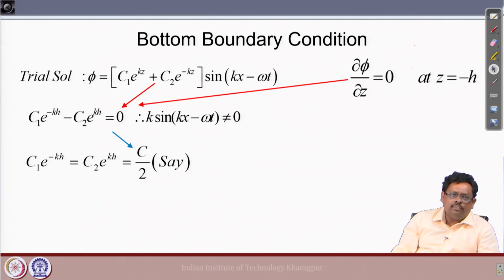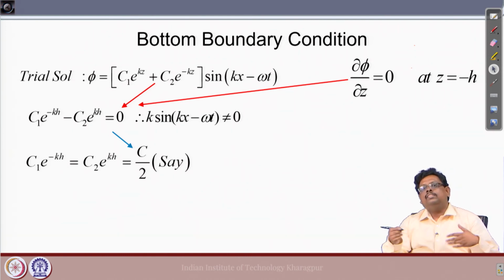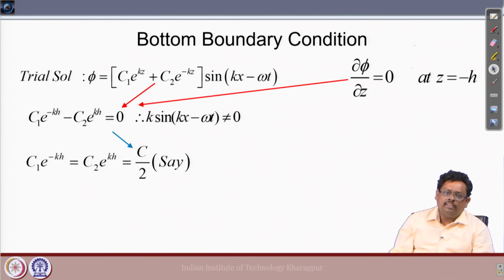There are many ways to do that. I can replace C1 = C2 e^(2kh), that also I can do, and I can proceed further, but there is a different way of solving the same thing. So, this is the way that we are going to solve.